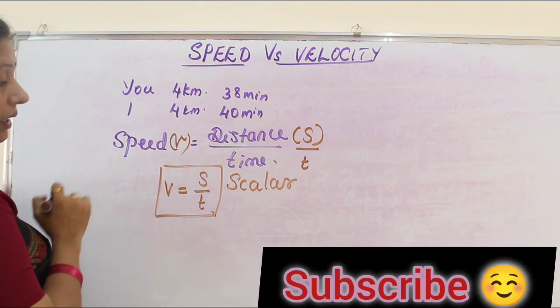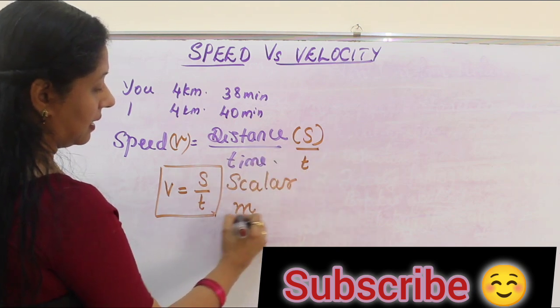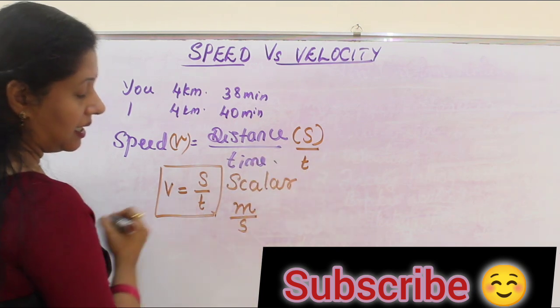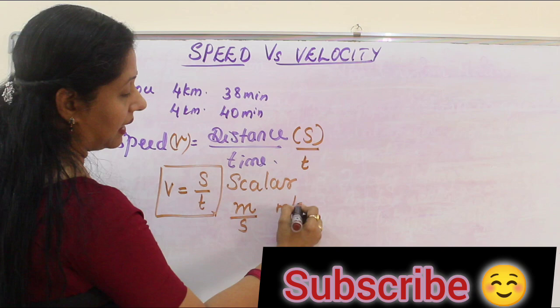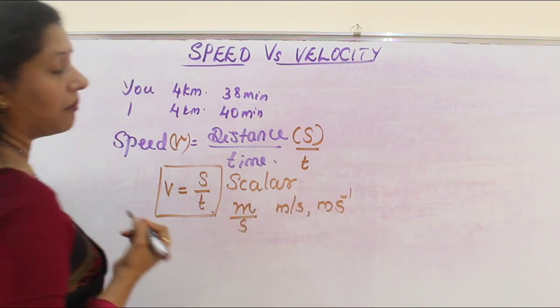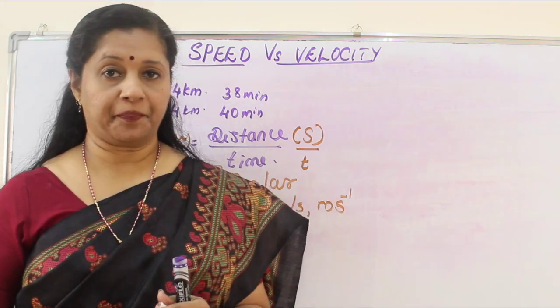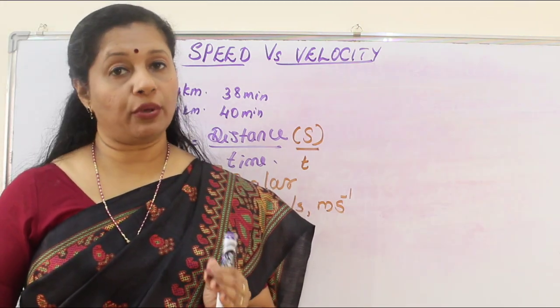Now what about the unit? SI unit, if you see, the distance unit is meter, time unit is second. So it is meter per second, or if you bring s to the numerator, it will become m s to the power of -1, meter per second. So that is the unit of speed. So these are the things you have to know about speed.